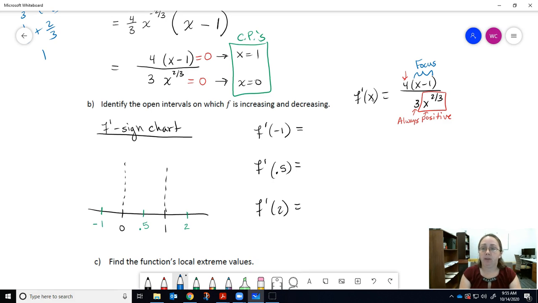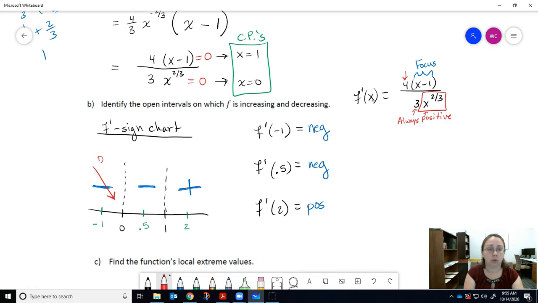All right, so if I plug -1 into x minus 1, all I need is my sign. -1 minus 1, still negative. Plug 0.5 into the parentheses. That's still negative. Plug 2 in. 2 minus 1, that's positive. Put your signs on your sign chart. So we have negative, negative, positive. Bringing them over, now we can interpret. Remember, a negative first derivative means your function is doing what?